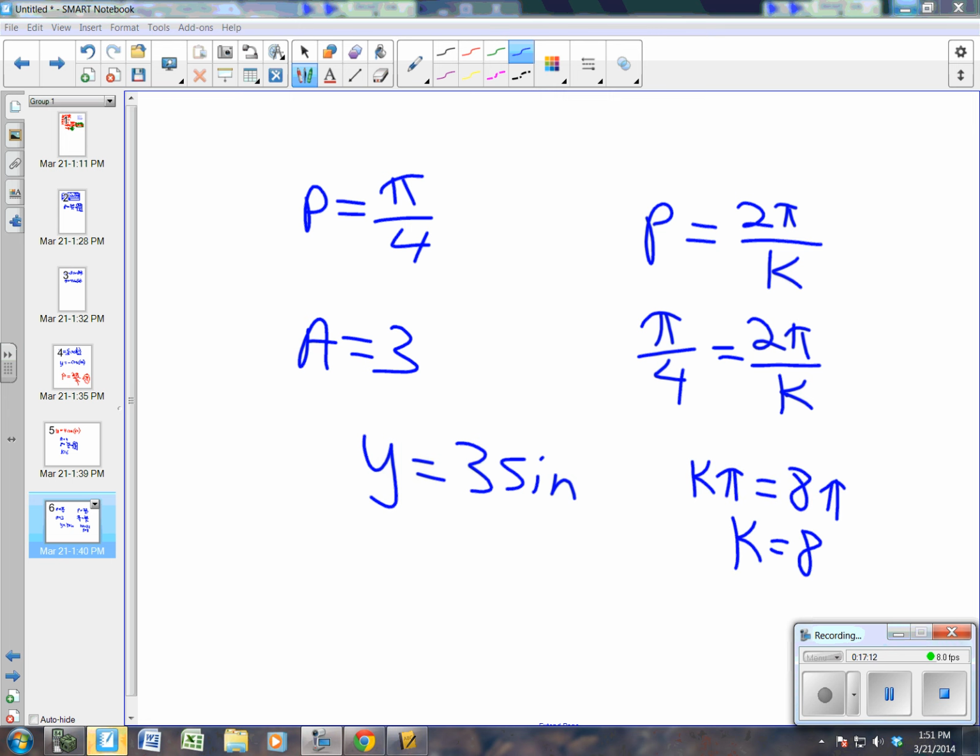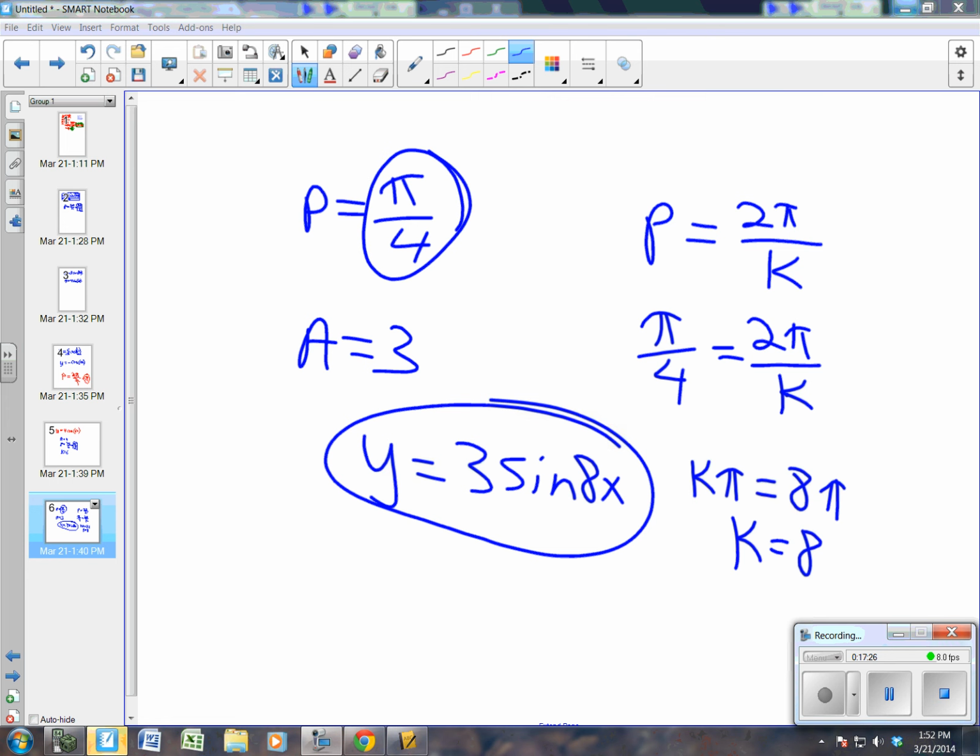Who said 8? I didn't do all that. Well, yeah, and what did you do? You just remembered there's 4 pi fourths in pi. So there's 8 in 2 pi, right? So you could figure it out that way. So 8 cycles to get it that way. So that's how you do a problem like that.